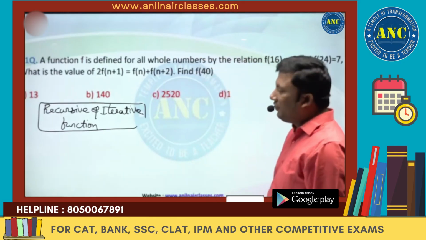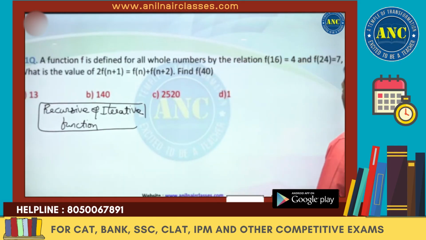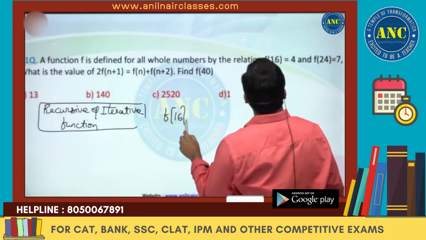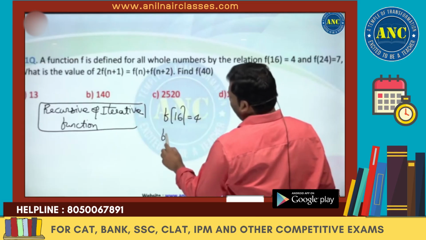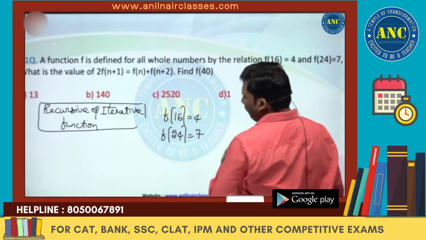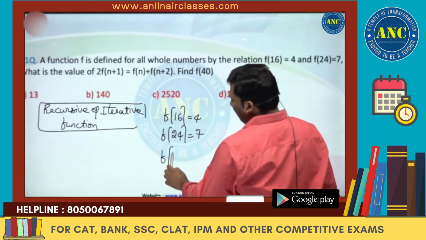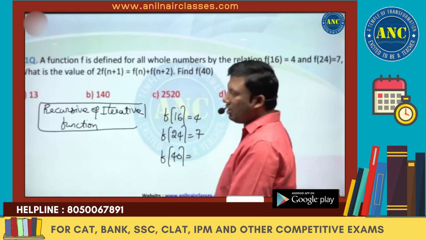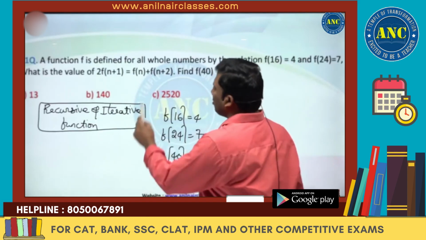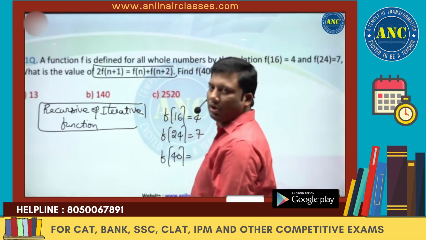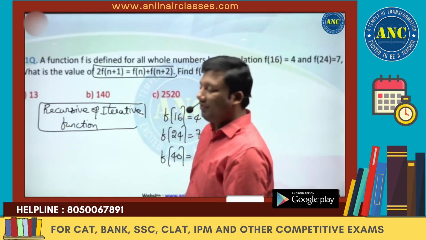A function f is defined for all whole numbers by the relationship f of 16 equivalent to 4, f of 24 equivalent to 7, f of 40 equivalent to how much? What is the recursive function definition given? 2f of n plus 1 equivalent to f of n plus f of n plus 2.